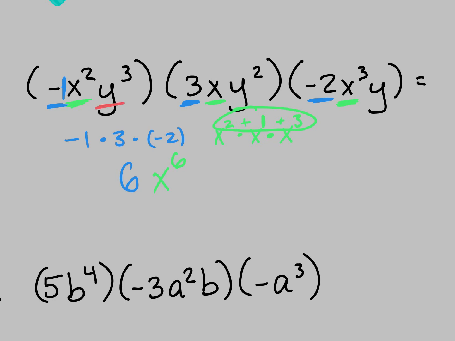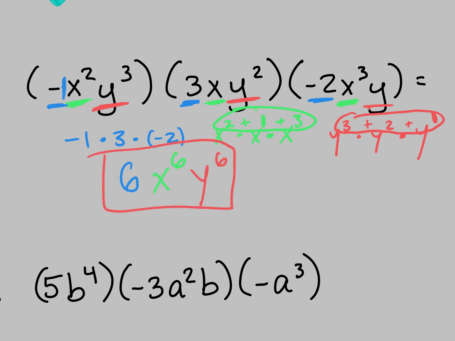And then lastly, we look at the y's. So I have y to the 3rd power times y to the 2nd power times y. What would the exponent on that third y be? 1. What do I do to the exponents? Add them. So when you're multiplying, add them. What's 3 plus 2 plus 1? 6. So it would be y to the 6th power. So 6 times x to the 6th power times y to the 6th power. Any questions here?